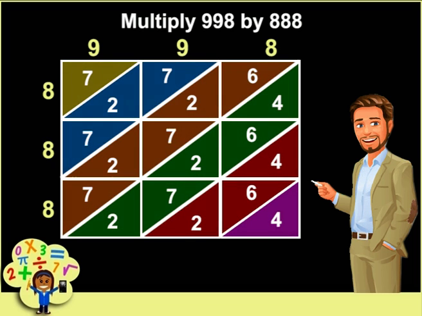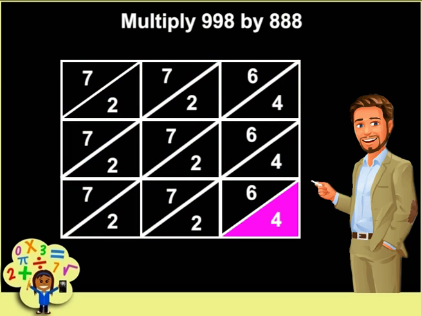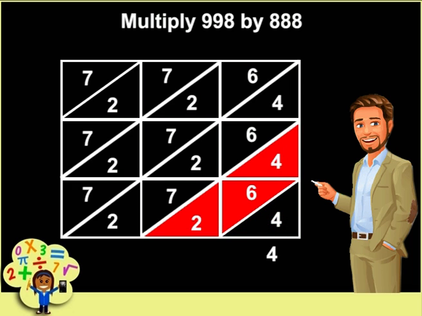To get the final answer, we will add the numbers in each diagonal starting from the rightmost diagonal. In the first diagonal, write answer as 4. In the second diagonal, add 2, 6 and 4. 2 plus 6 plus 4 is 12. We will write 2 for the second diagonal answer and carry 1 to the third diagonal.